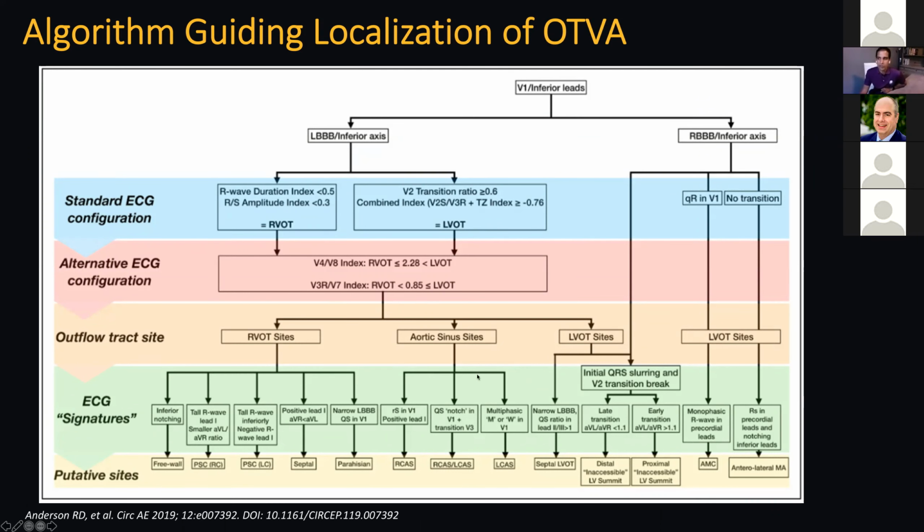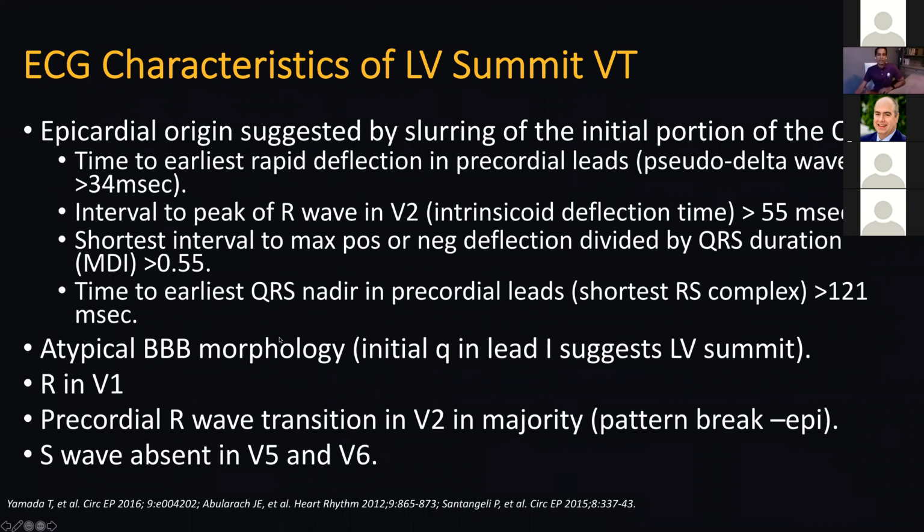When we have a PVC patient on the table, we look at this and try to make a guess. This works quite well, actually. In fact, there was a case yesterday, and we were able to predict where the PVC is coming from pretty accurately using this algorithm. Obviously, I'm not going to go over all these things, but again, it's there for you to review offline. But let's talk about the ECG characteristics of the LV summit. And that's what we're here to discuss.